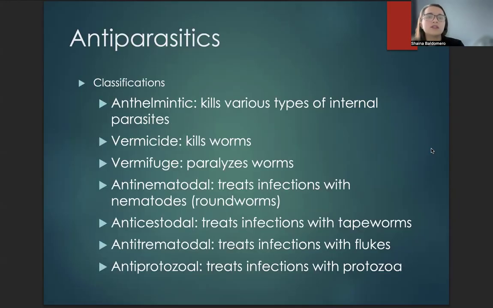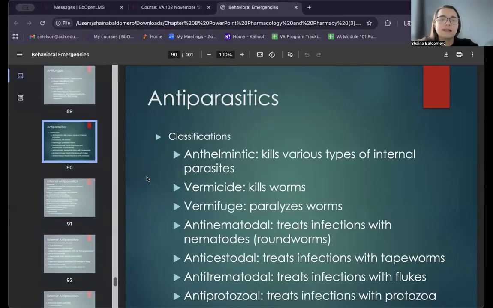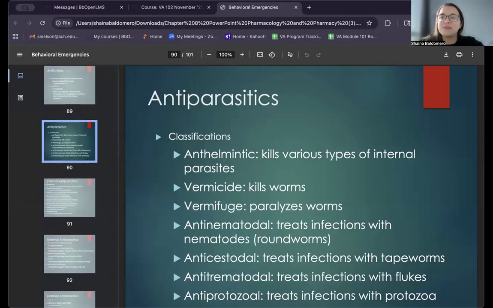Okay, before we get into antiparasitics, we are going to take a quick break. And when we come back from the break, we'll keep on going with the lecture again. We're about halfway through with our slides here, so about 10 more. So just give me one moment here. I am going to pause the recording. We'll resume it when we are back from our break.